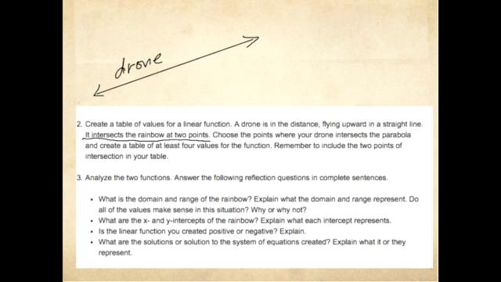So it says, it intersects the rainbow at 2 points. That's a requirement. We have to have a drone that intersects the rainbow at 2 points. We have to make a table of values. The drone has to be flying upward. And it says choose the points where your drone intersects the rainbow and create a table of at least 4 values for the function.